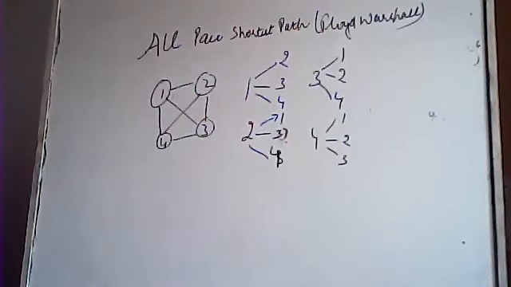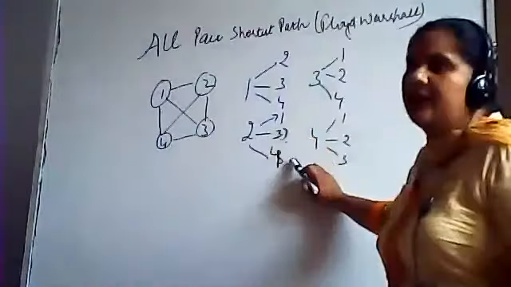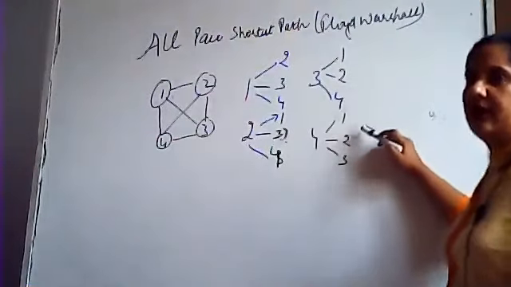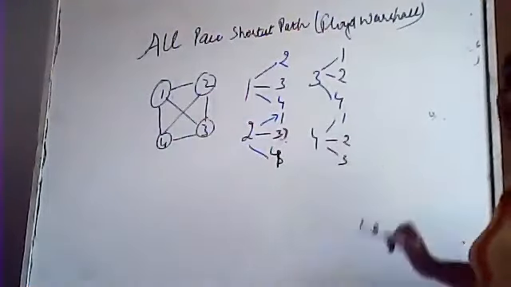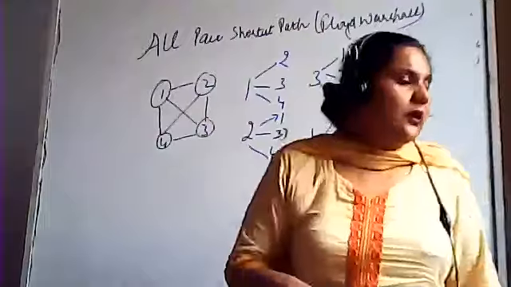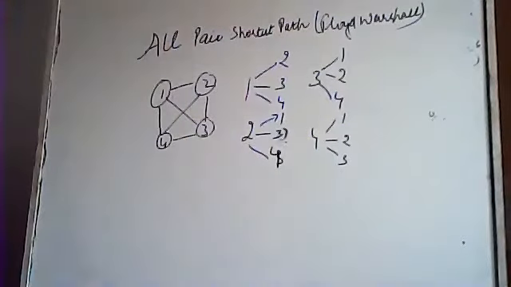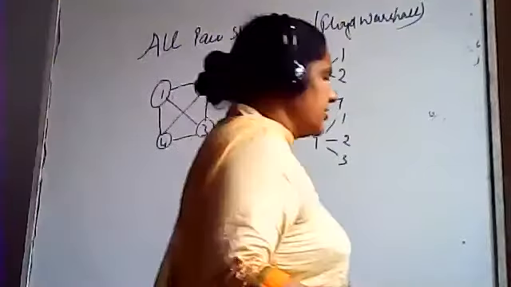Now look, here there are 4 vertices. So when you start with 1 as a source, you have to find the distance between 1 and 2, 1 and 3, and 1 and 4. When you start with this vertex 2, then what you will do? You will find the shortest path between 2 to 1, 2 to 3, and 2 to 4. Similarly, when you start with 3, 3 to 1, 3 to 2, 3 to 4. Then when you start with 4, 4 to 1, 4 to 2, 4 to 3. This is the idea. Fine. Now how to find out? This is called all pair shortest path, right?